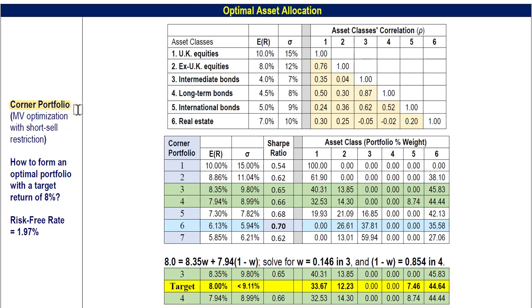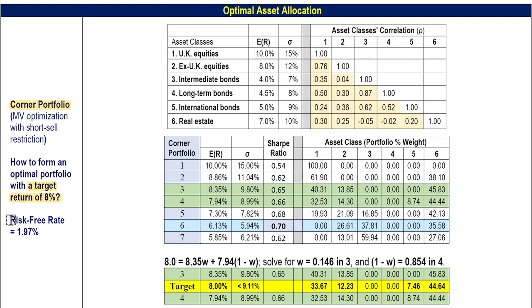So how do we do that? What I'm going to do here is to use an example. Here's the example to illustrate the corner portfolio approach. Now, suppose you are a portfolio manager and you have your IPS and you have set up the target return or objective return of 8%. You calculate that. So that is your required return of 8%.